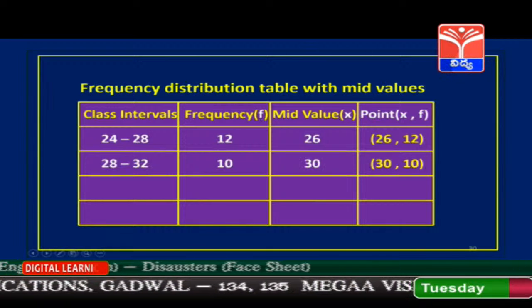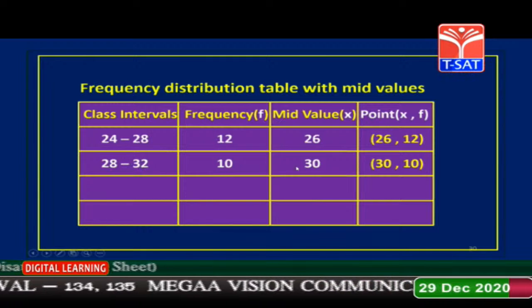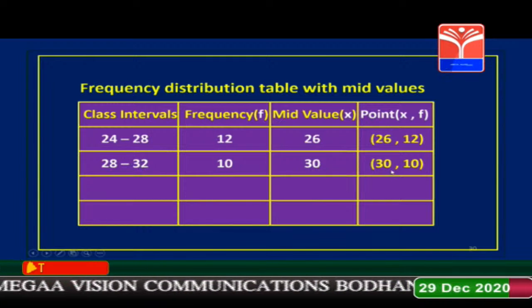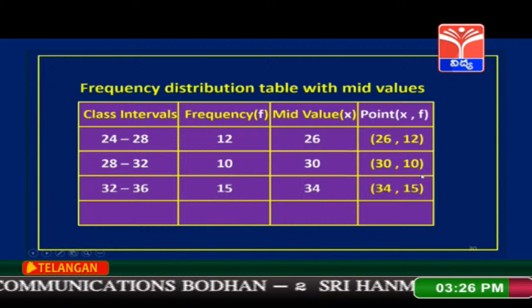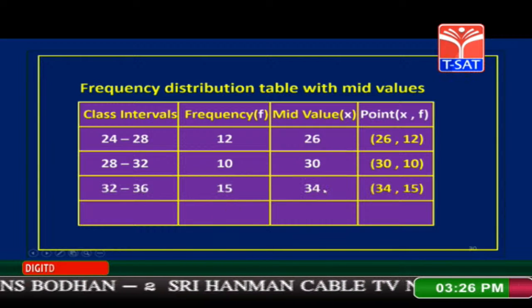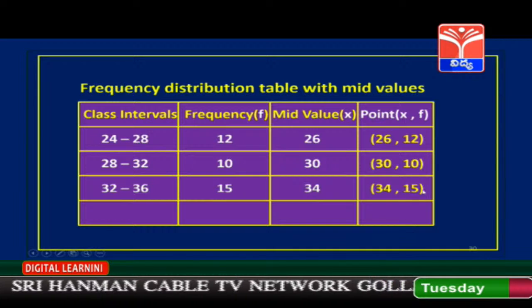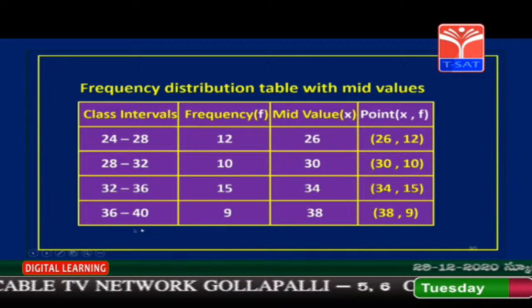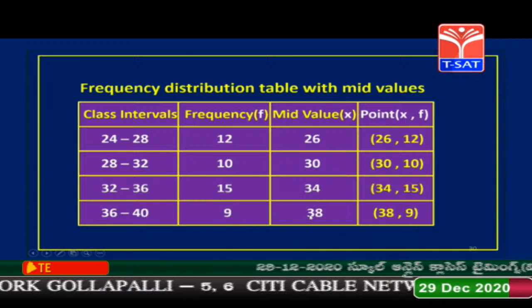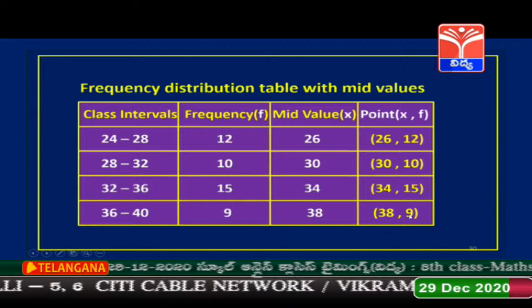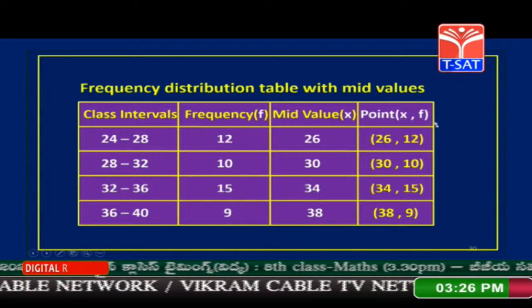Now I am taking the second one here, 28 to 32, mid value is 30 and the point is 30 comma 10. Third one, 32 to 36, mid value 34, the point is 34 comma 15. Fourth is 36 to 40, mid value is 38 and the point is 38 comma 9. Using these points we have to construct the frequency polygon.